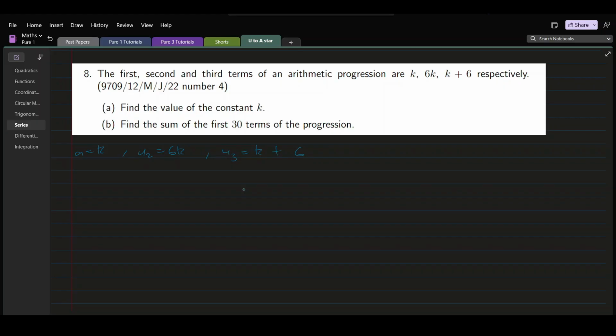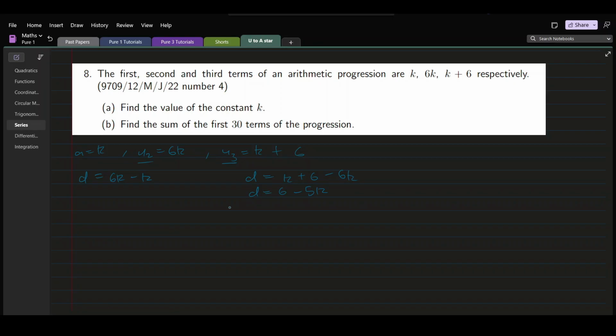So we can create two equations by simply finding the common difference. So we can say the common difference d is equal to u2 minus the first term, so the second term minus the first term, which is 6k minus k. We could also say that the common difference is equal to the third term minus the second term, so k plus 6 minus 6k. So let's simplify this. That's d is equal to 6 minus 5k.